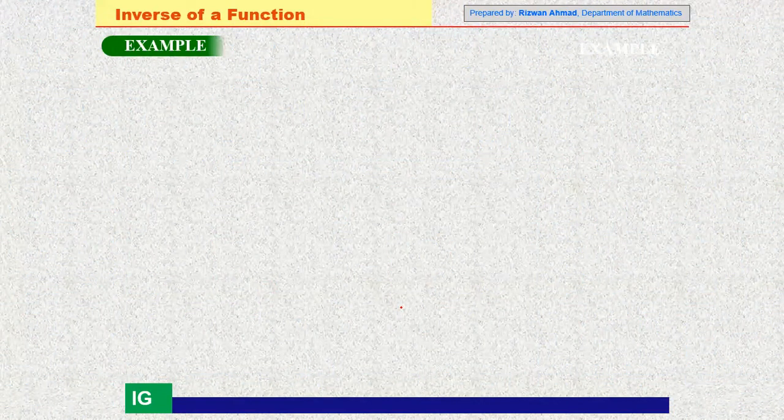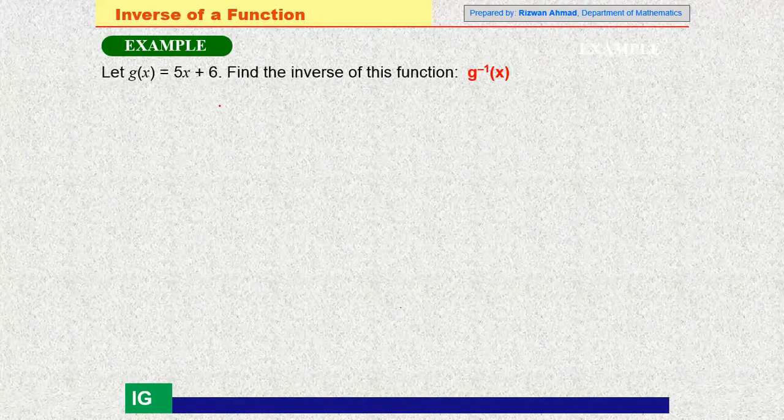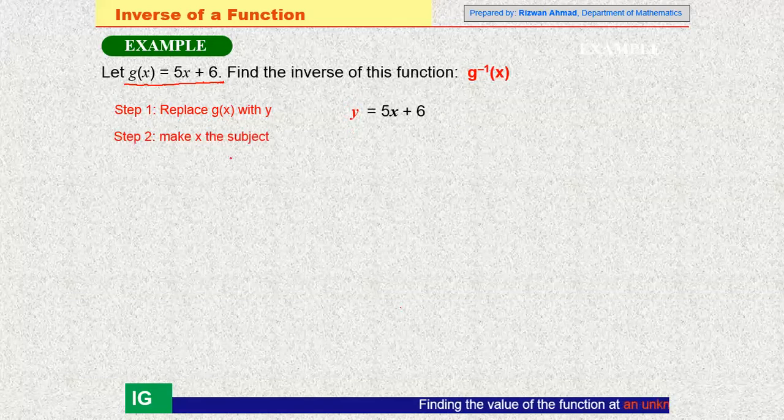Okay, now mathematically we have this question: g of x is equal to 5x plus 6, and we have to find the inverse of the function, g inverse of x. So the steps we will always follow, here I will explain in terms of the steps. First step, we replace g of x with y. So this g of x will be replaced with y. And then the second step is to make x the subject of the formula.